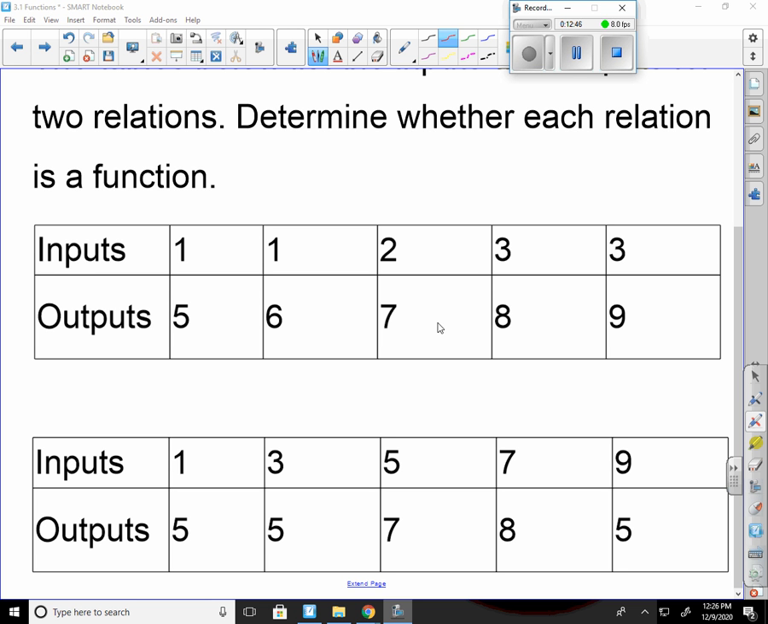Yes, the second one is a function simply because the top numbers don't repeat. The bottom numbers are allowed to repeat, and it would not create a relationship that is not a function.